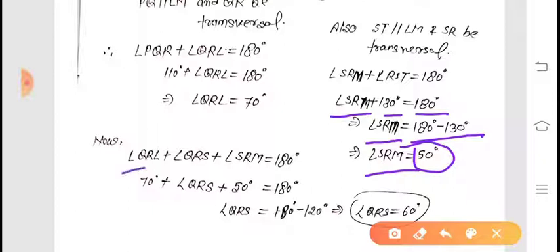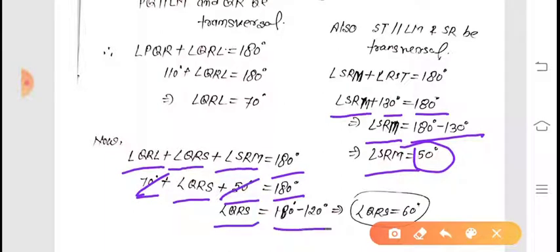Now angle QRL plus angle QRS plus angle SRM equal to 180. Therefore 70 plus QRS plus 50 equal to 180. Therefore angle QRS equal to 180 minus 120, that is 60 degrees.